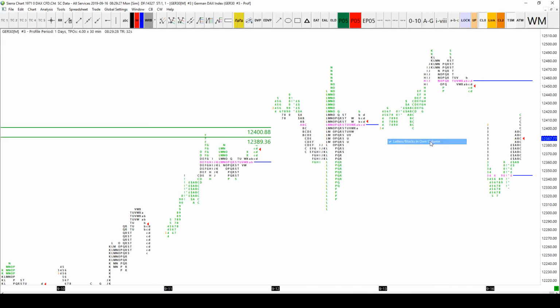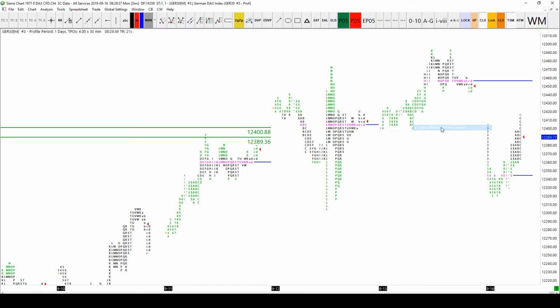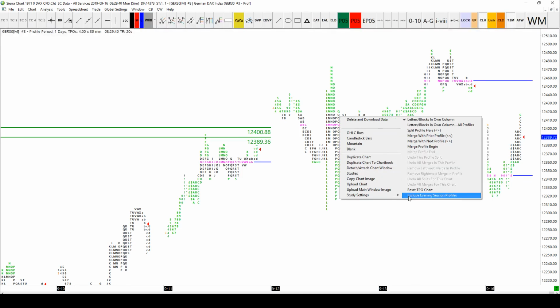Now these are actually the TPO charts, and I am unsure why we've got it all split up here. So I'm going to just see if I can get them back again.